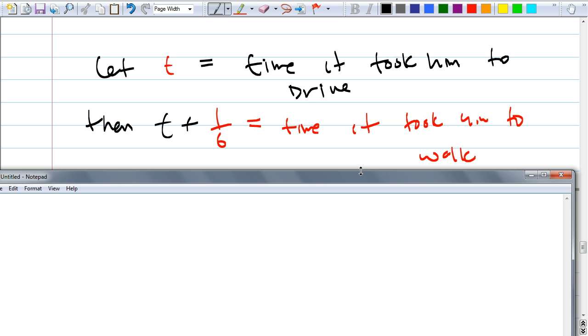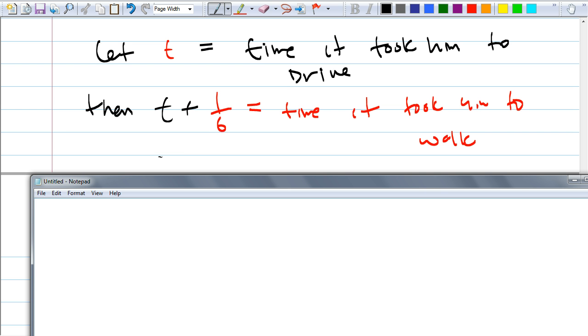Any questions? Ask me now. Discuss with your group. Go ahead. I'll wait. People still confused? So any question as to why it is T plus 1/6? Carolyn, you had that question. Why is it T plus 1/6, not T minus 1/6 in this case?